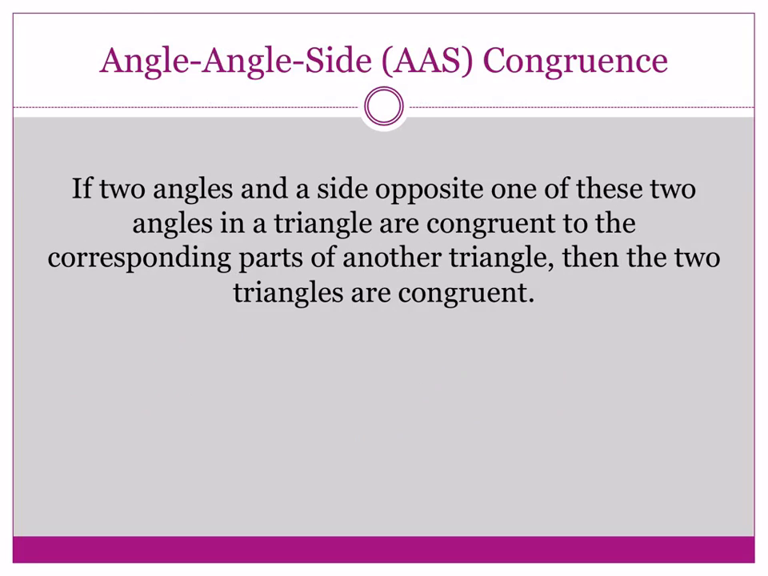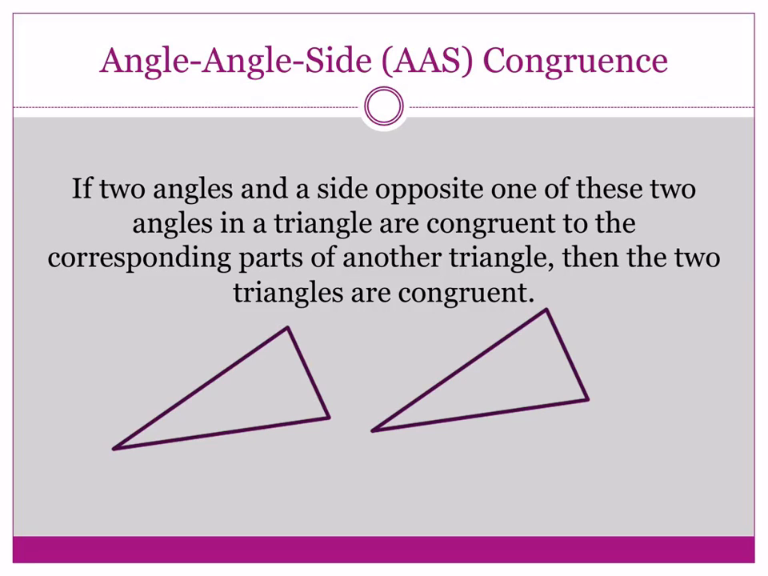Okay, this one. This is the side that's not between the angles. It's our last congruence theorem. If you have two angles that are opposite, hang on, let me get my triangles drawn in here. There we go. All right, we have these two angles and a side opposite one of these two angles that are congruent.